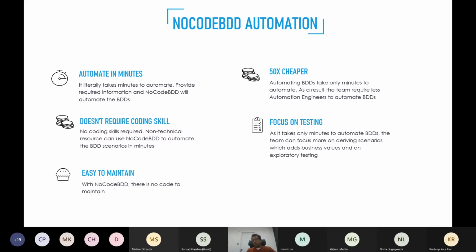It allows you to focus on testing. It allows anyone to focus on testing because you spend so little time, in fact no time, on coding. You define your scenarios, provide a few pieces of information to the product, and it will take care of automation. Finally, you can achieve in-sprint automation because it's so easy to automate using NoCodeBDD.